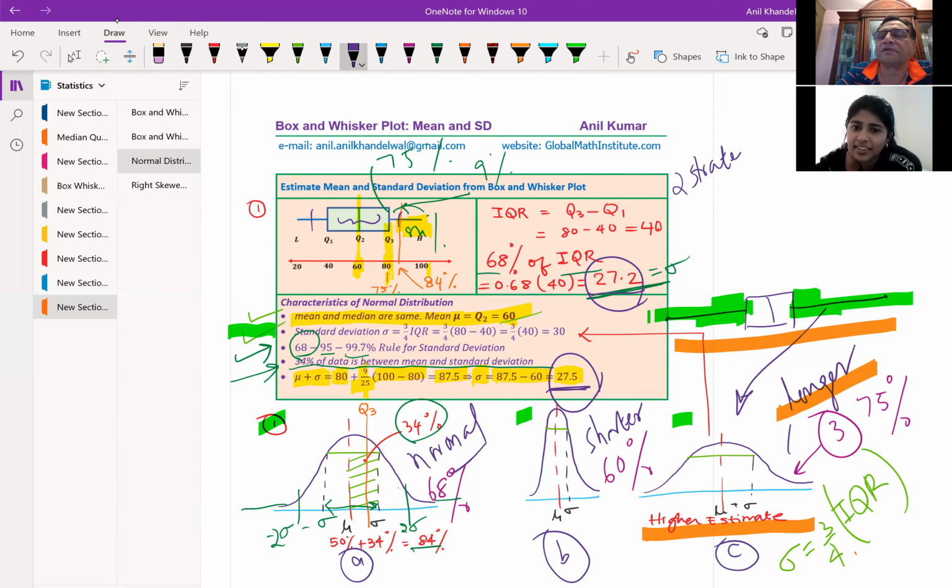We have to be very flexible when I'm trying to teach you, right? You may have a question where some information may not be available to you. Sometimes the maximum value may not be available to you, right? They have only given you Q1, Q2, and Q3. How will you find standard deviation? Then you follow this method.